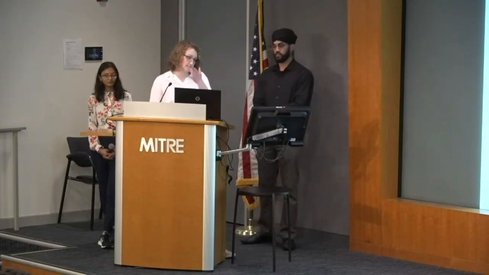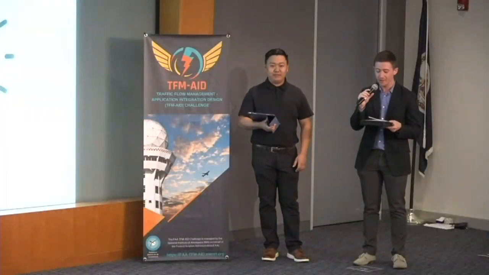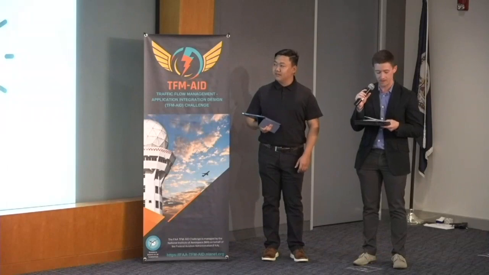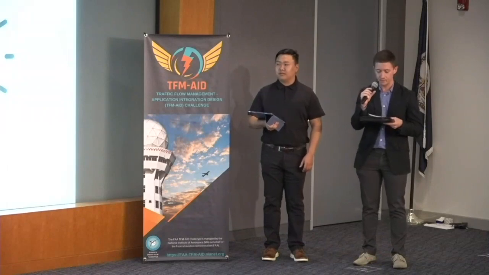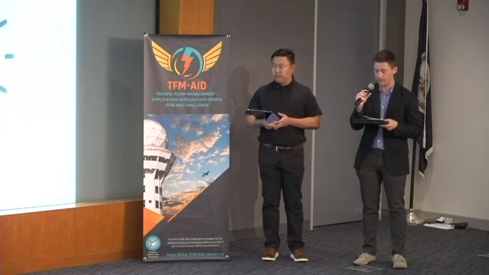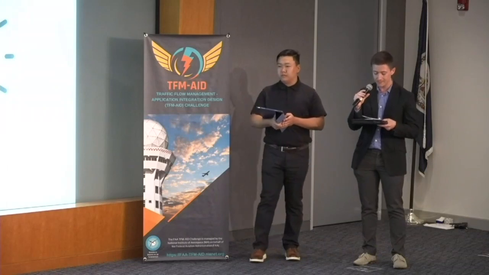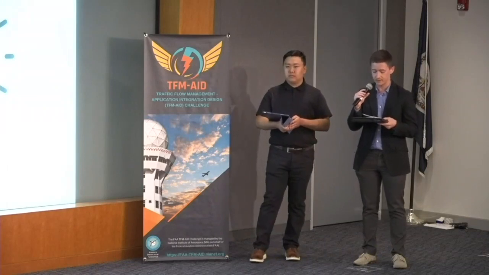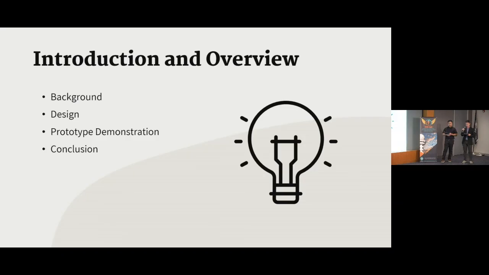So for our introduction and overview, the outline of our presentation will first start with the background of our project and the purpose of it. Then we'll move on to our design and the design components that we made different and why we implemented them. Then for our prototype demonstration, we'll be demonstrating our high fidelity prototype and the changes that we made. Then we'll be concluding by summarizing what we learned from our experience.